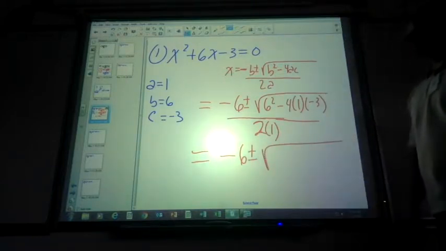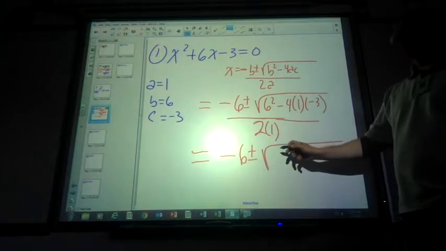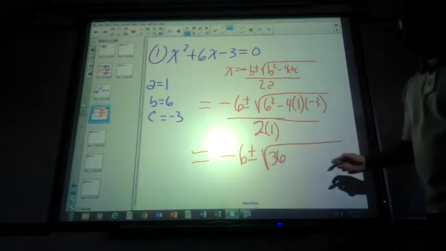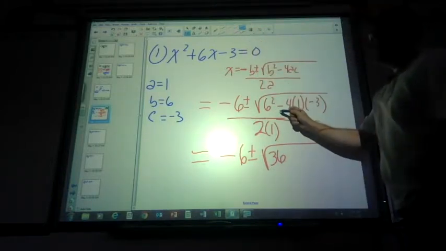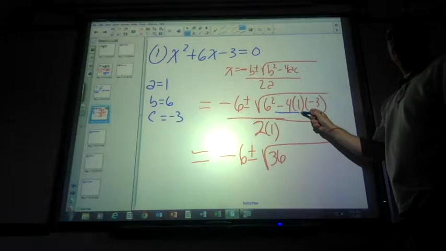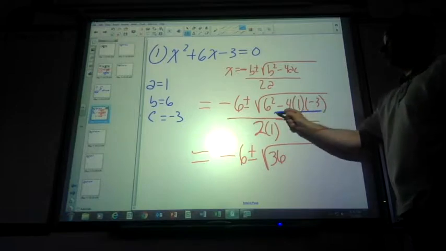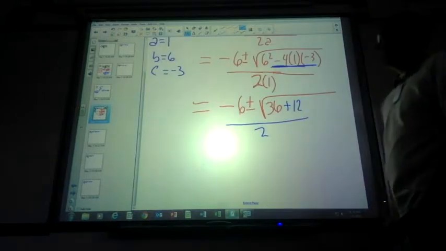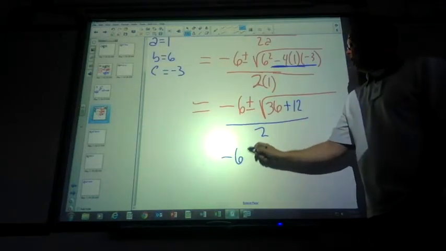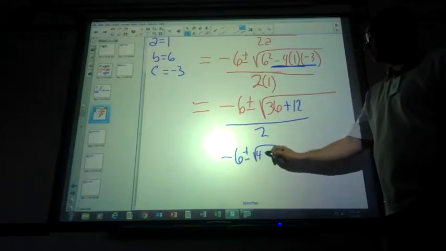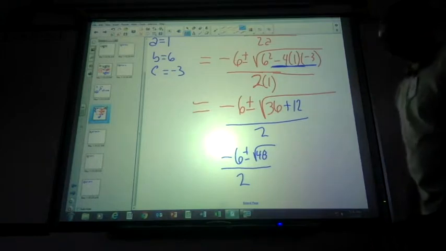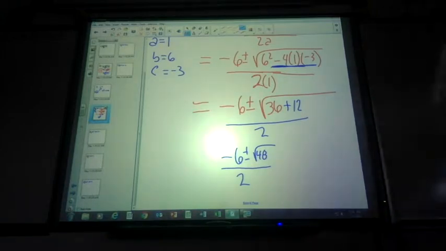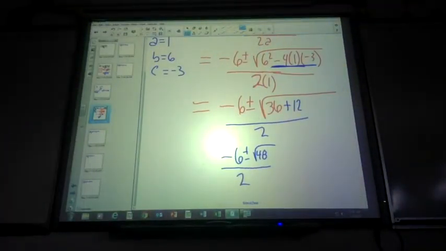Six squared is 36. All right, ready? Follow me through this. I'm going to change colors. Negative 4 times 1 is negative 4. Negative 4 times negative 3 is positive 12. Let's do the math on this. If you got down to that point, you're getting 3 out of 4 points. It's like, sweet, 75%. I'm good with that. Move on.